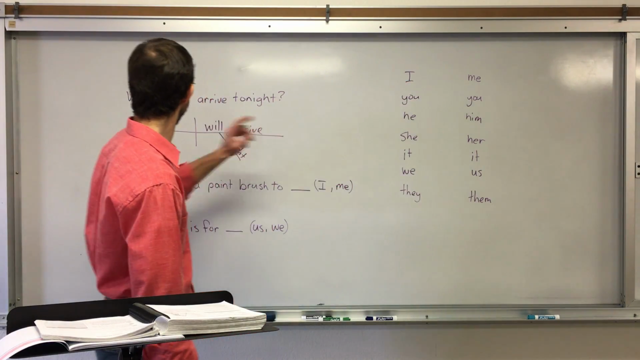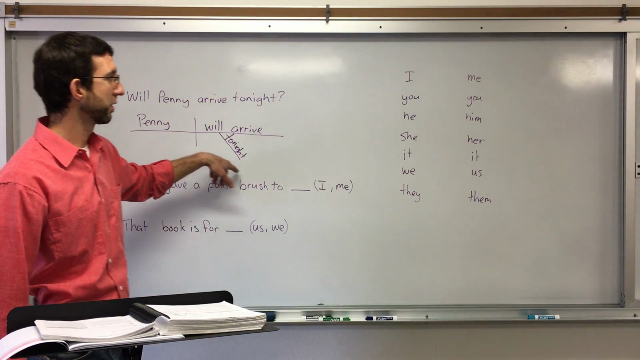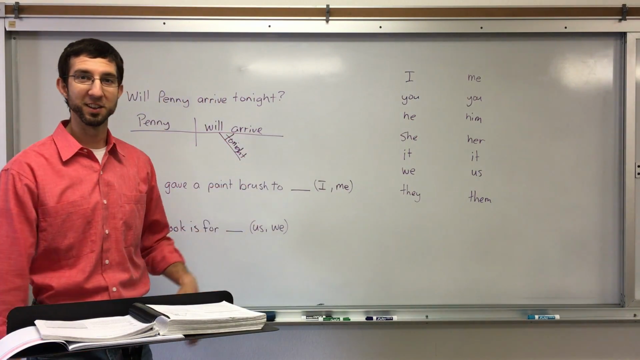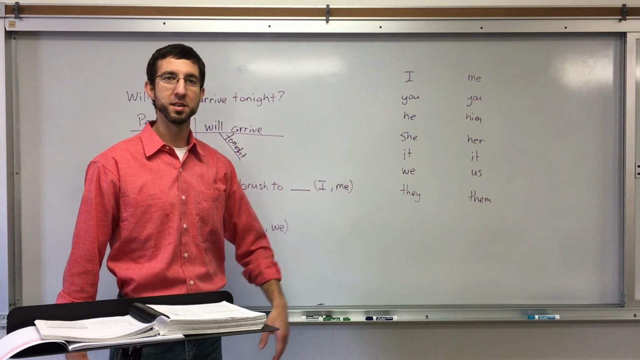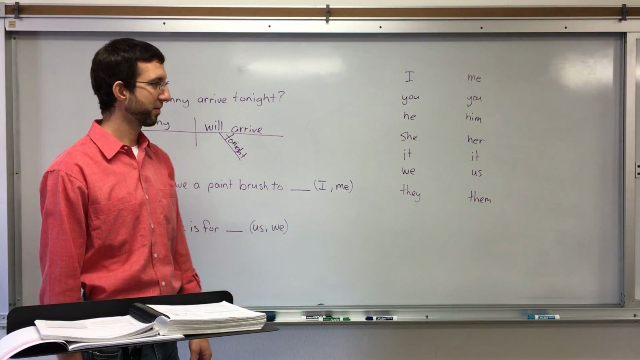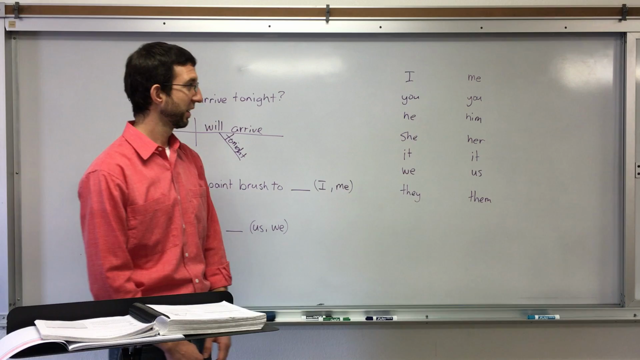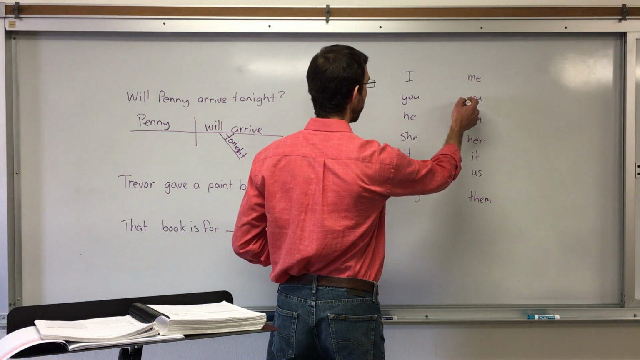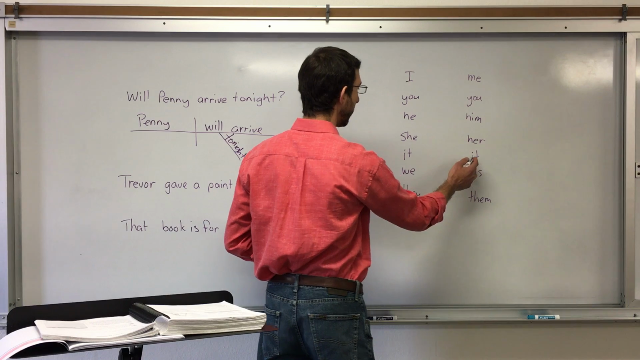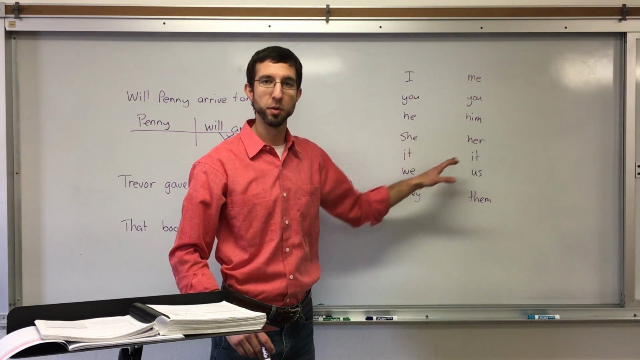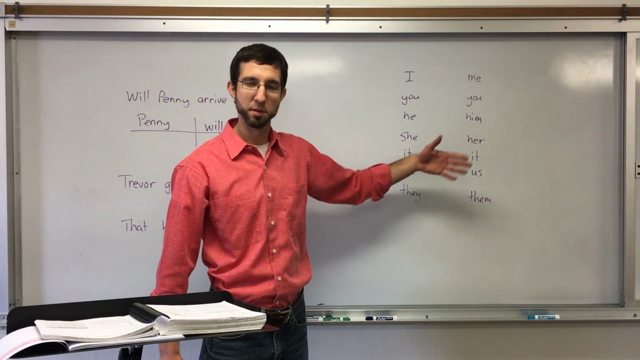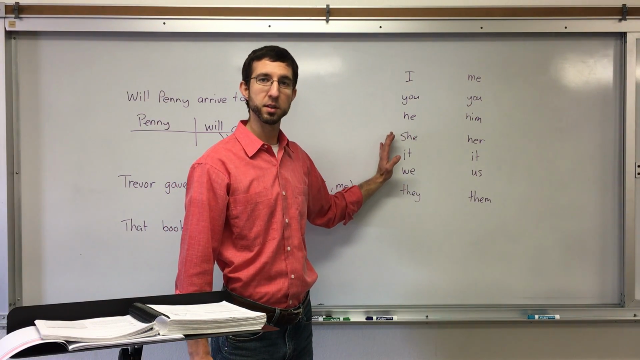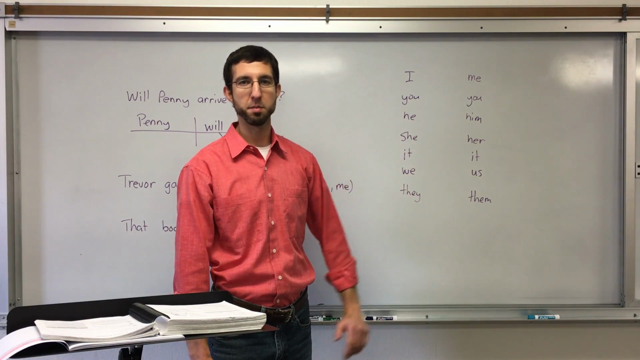Let's try it. Me will arrive tonight. Him will arrive tonight. Her will arrive tonight. Us will arrive tonight. Them will arrive tonight. No, they don't work. Except for 2 of them. You and it. You notice it's the same in both. It's in both columns. It can be used either as subject or the object of a preposition.